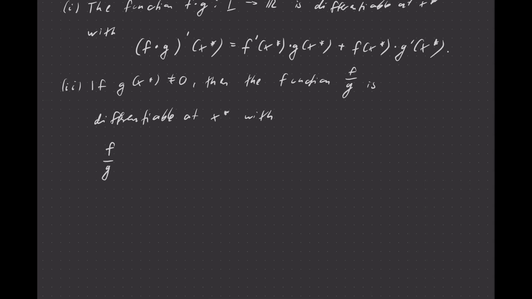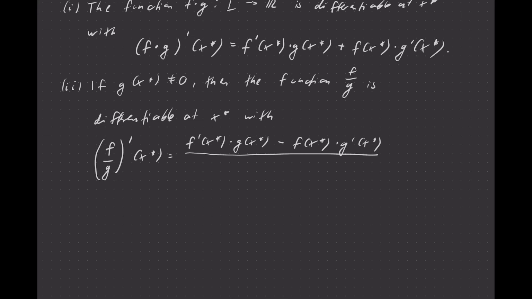The derivative of f divided by g at x star is given by the following expression. That's a little more complicated. You first take the derivative of f at x star, multiply that by the function value of g, then you subtract, you don't add, but you subtract f at x star times g prime, and all of that is then divided by g at the point x star squared.